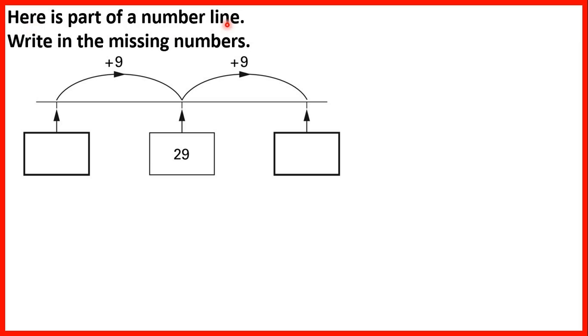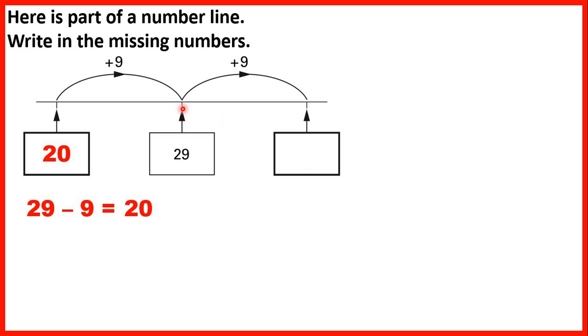Here is part of a number line. Write in the missing numbers. So for this box here, we have something plus 9 equals 29. If we think of this as a missing number addition problem, to find the missing number, we can work backwards and use the inverse. So 29 minus 9 is 20, so that means 20 plus 9 is 29.